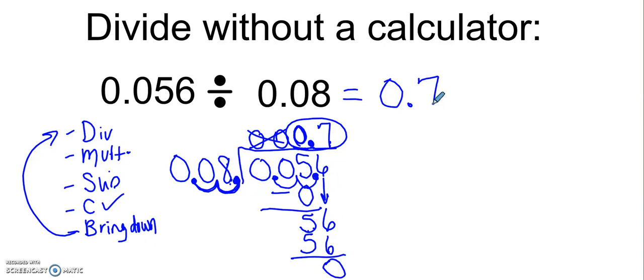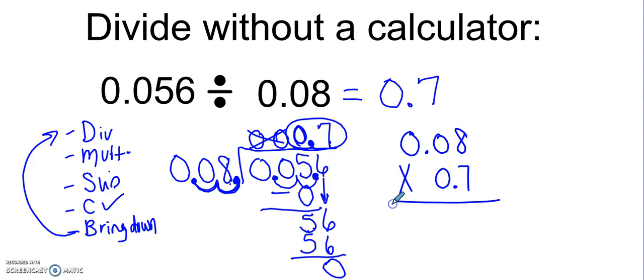If I wanted to check this, I can check this by multiplying. I'm going to review multiplying with you right here. I'm going to do the inverse operation, and I'm going to multiply 8 hundredths times 7 tenths. Notice when I add and subtract decimals, I line them up. But when I multiply decimals, I do not. When I multiply decimals, I deal with the decimal at the end.